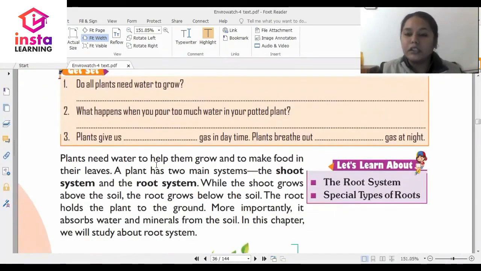Plants need water to help them grow and to make food in their leaves. A plant has two main systems. What are these two main systems? The first one is the shoot system and the second is the root system. While the shoot grows above the soil, the root grows below the soil.